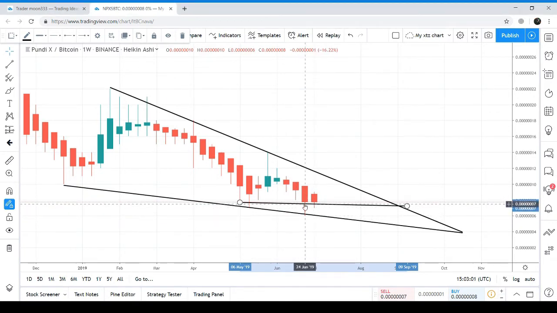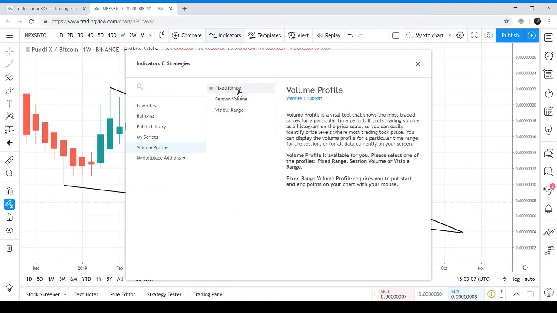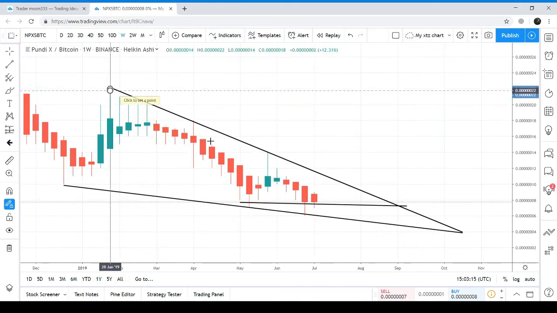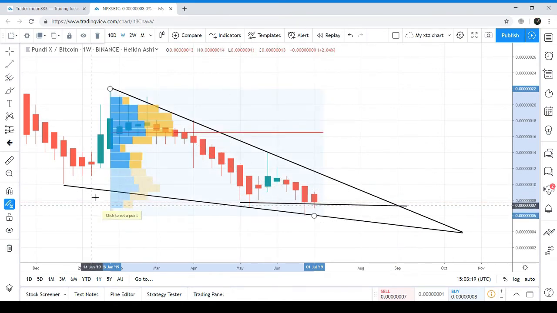For more confirmation, we can use the volume profile. I'm just placing the volume profile for taking more confirmation whether the traders are interested to trade in that area or not. You can see after placing the volume profile, we can see the sellers are really weak at this area.